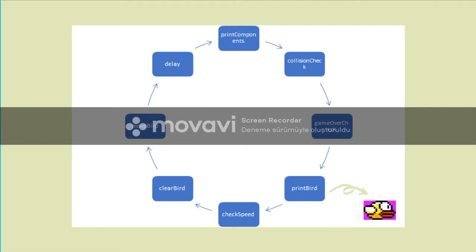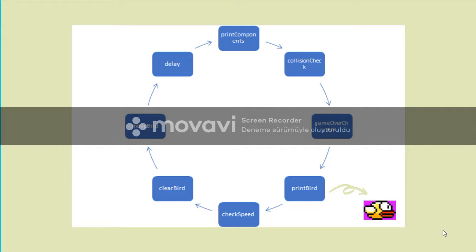After that, to give a falling effect to the bird, we wrote the check speed function. This function is used to determine the bird's next speed. When the bird is going up, this function decreases the speed of the bird. When it is going down, it increases its speed. So the bird looks like it has a gravity effect.